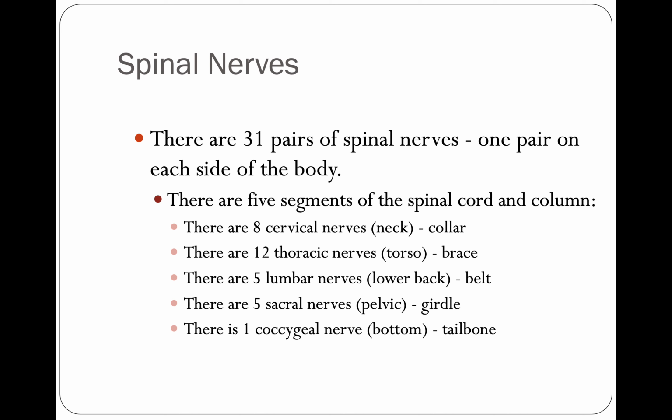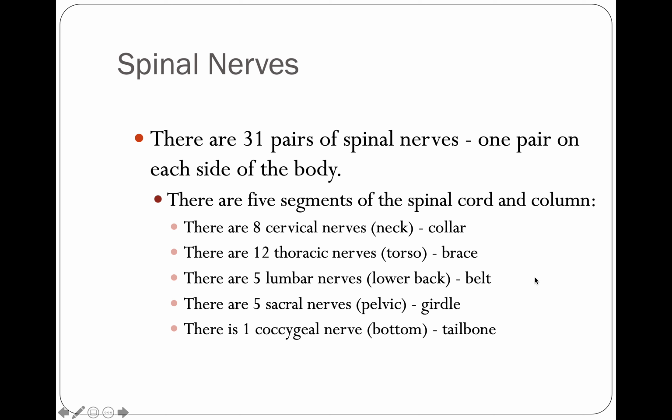There are 12 thoracic nerves. This is in your torso. Thoracic means brace. There are 5 lumbar nerves. This is in your lower back. This is where a lot of people have problems. This is right around your belt region. It does mean belt. Lumbar means belt.